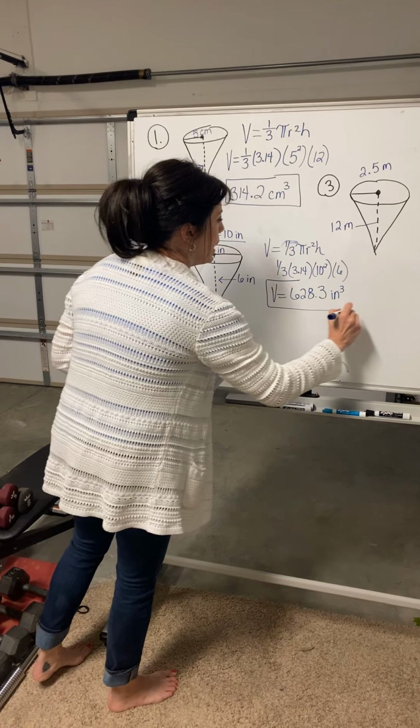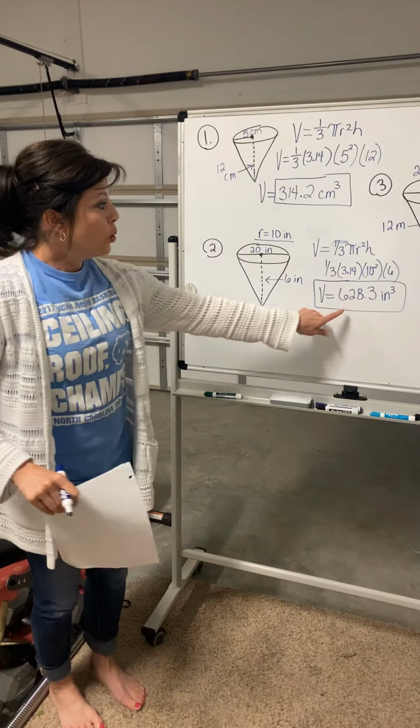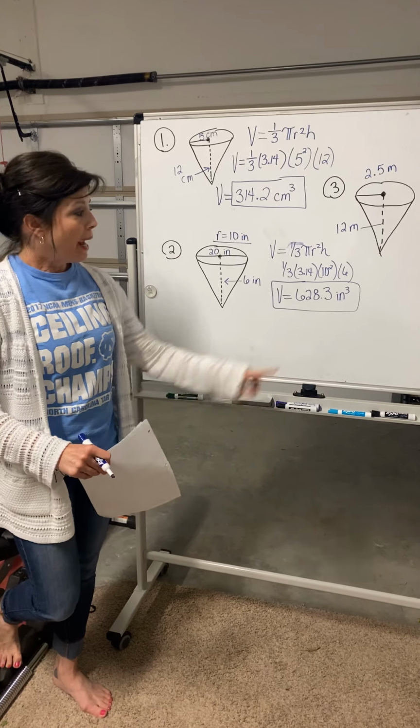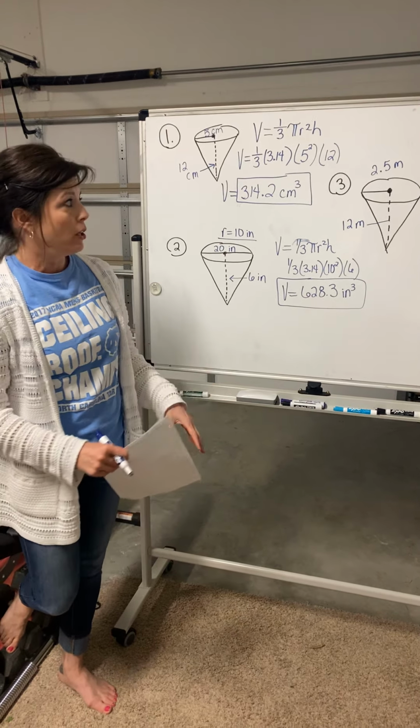If you are working these out with me, just like I'm doing, your number may be a couple of decimal places off because when I work them out, I use the actual pi button, and that can affect your decimal just a little bit. That's okay, it's still the same value.